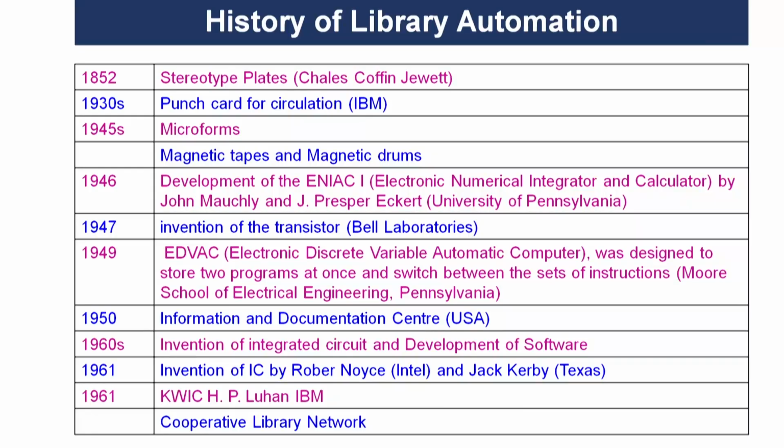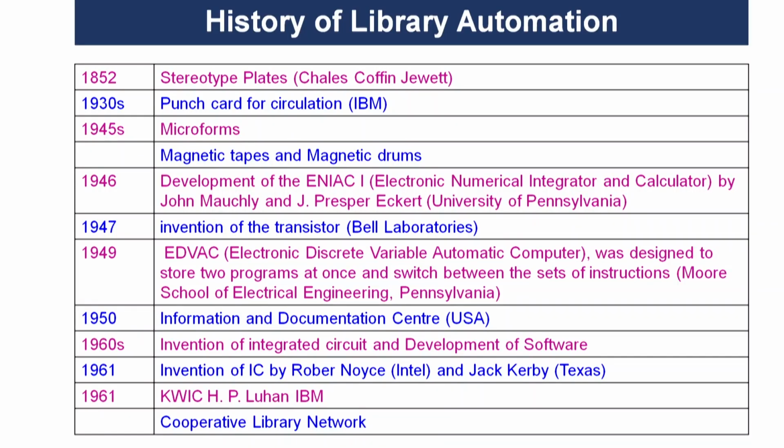And development of ENIAC, as we know that the development of computers also had a great impact on libraries for library automation. So during 1946, the development of ENIAC, Electronic Numerical Integrator and Calculator, which was developed by John Mauchly and J. Presper Eckert. They were associated with University of Pennsylvania. So they developed such a system where the information can be stored in a small kind of data type.